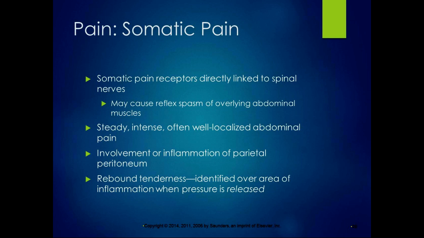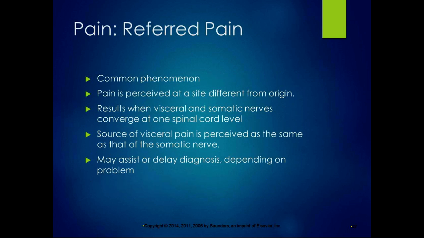It can be caused by inflammation of the peritoneum, and we'll talk about pain referral. It can be rebound tenderness, which is tenderness over an area of inflammation when the pressure is released. So someone's holding their stomach because it hurts, and they let go of it and it hurts more. That's that rebound tenderness. You see that a lot with acute appendicitis.